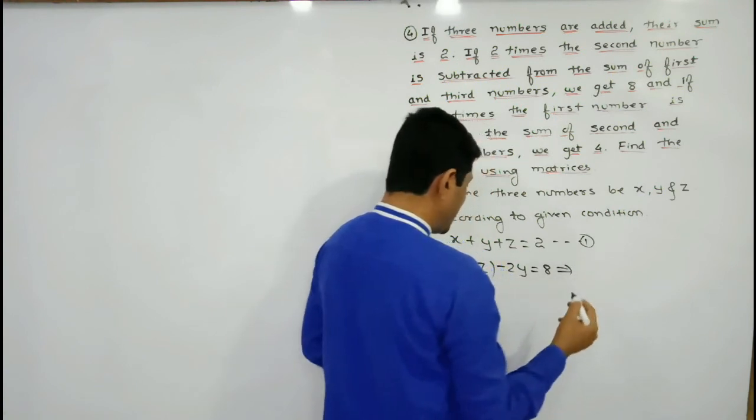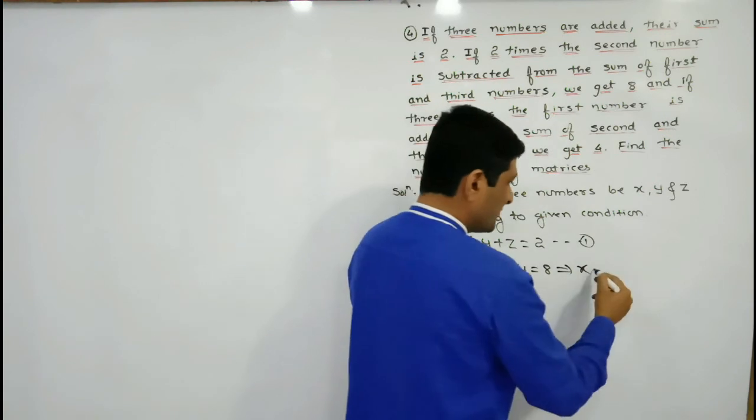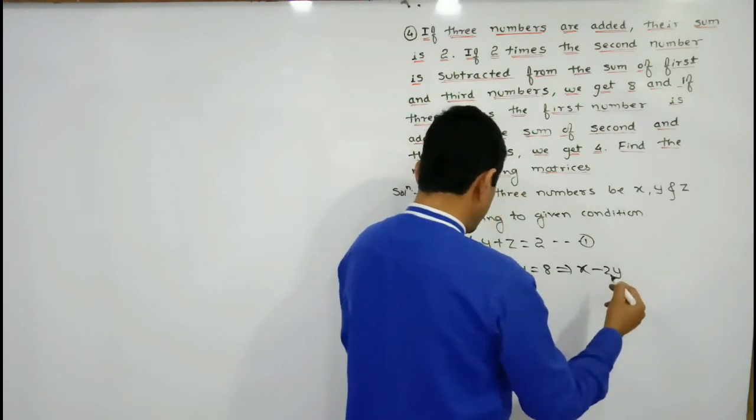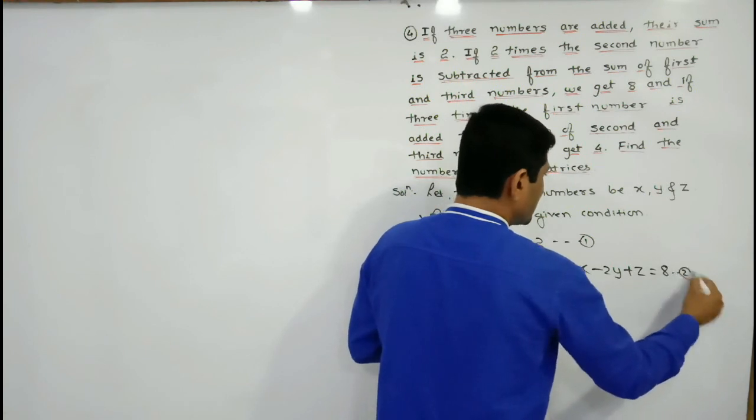So this equation can be written as x, then the term of y, minus 2y, plus z equals 8. Let us denote it by equation number 2.